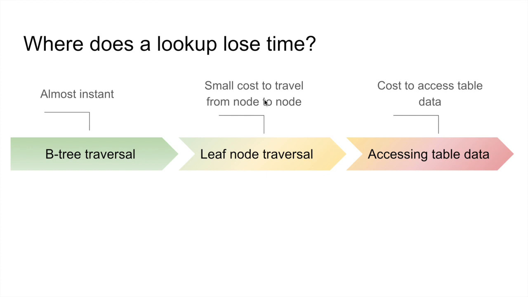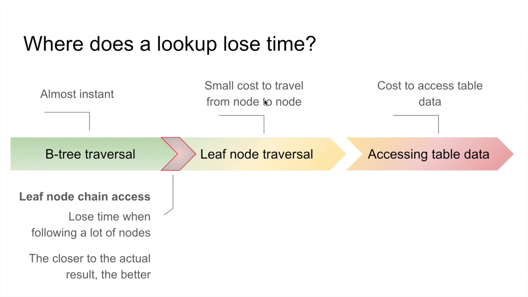Now the first point where a lookup might lose time is at the end of the first step. It's where it needs to access the leaf node chain. So we know that a lookup needs to hop from leaf node to leaf node in order to make sure that it has all of the matching results. We also know that there is a small time cost involved to hopping from node to node. So the closer a lookup gets to the actual result in the leaf node chain, the better it is. And this is entirely up to the structure of the index B tree.